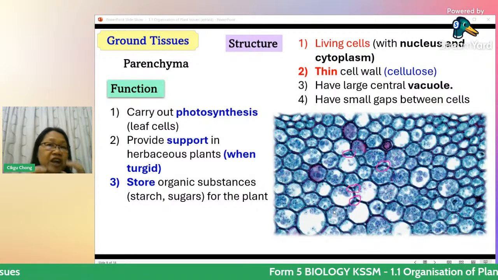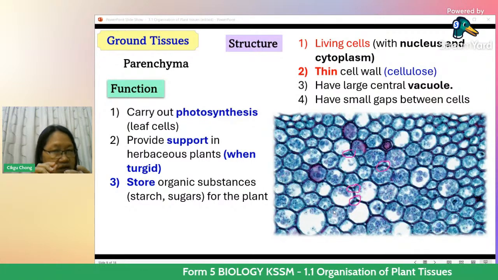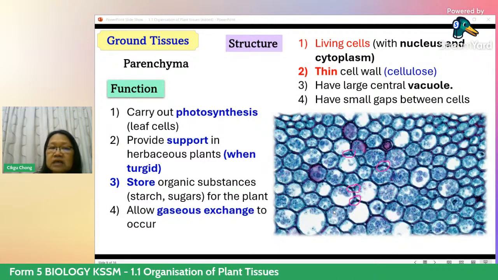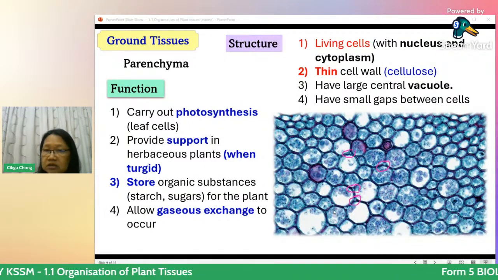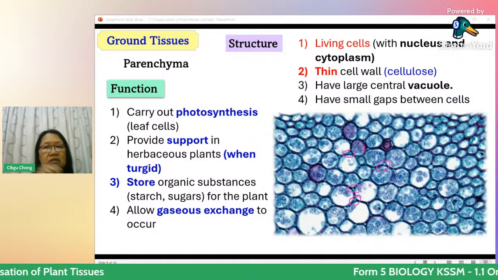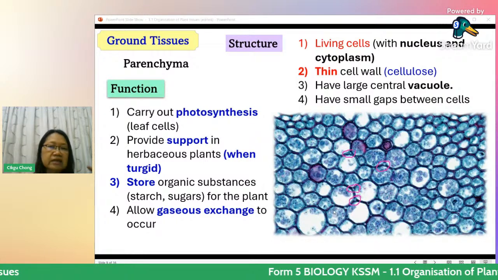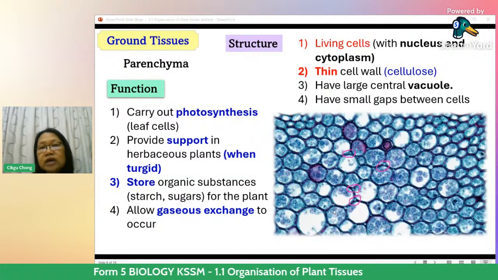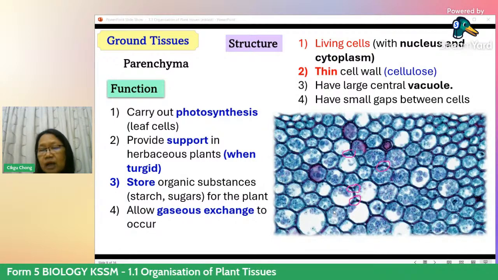Okay, so you can see it's not very hard, isn't it? The cell here actually has a thin cell wall. So that's about parenchyma, and of course it allows gaseous exchange to occur because of the tiny little gaps in between the cells. So gas can diffuse through the gaps between the cells. Okay, next.